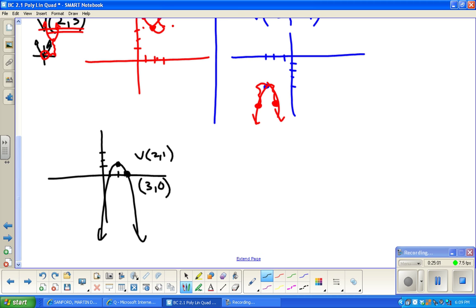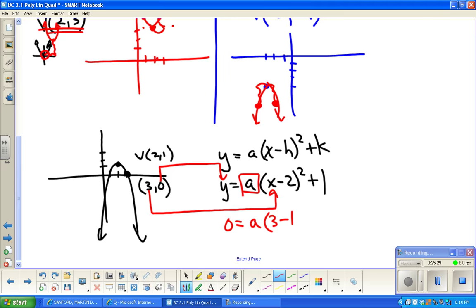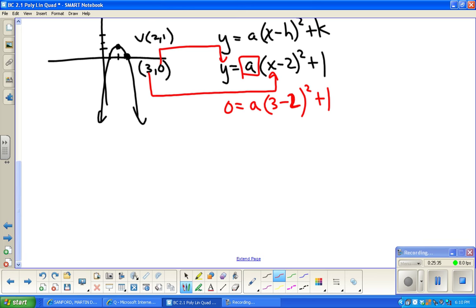I can actually build the equation based on vertex form rather simply. y equals a times (x minus 2) squared plus 1. I know the vertex is at (2, 1). The only problem is that I don't know a. But I do know another point. That is an x value, that is a y value. So I can substitute and then solve for what I don't know. 0 equals a times (3 minus 2) squared plus 1. Well, 3 minus 2 is 1, 1 squared is 1. So this is a times 1 plus 1.